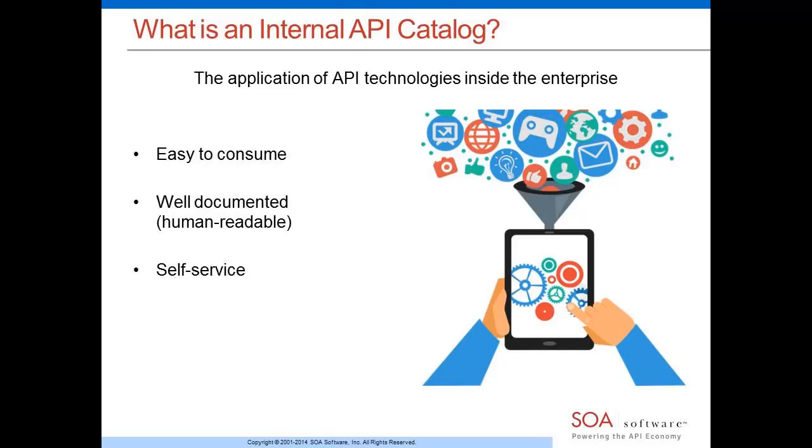Yeah, sure. I think the fundamental difference between a catalog and a community is that the catalog is a thing, a real entity. It's something you can touch and poke and prod, whereas the community is the group of people that engage in and around that catalog. So fundamentally, the API catalog is the application of API-centric technologies inside the enterprise.